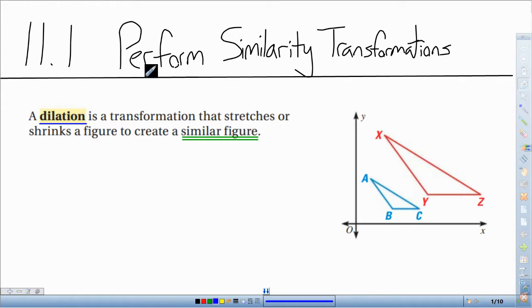So before we get into it, go ahead and get this title here and get the definition of what a dilation is and what similar figures are, and we'll get into it.